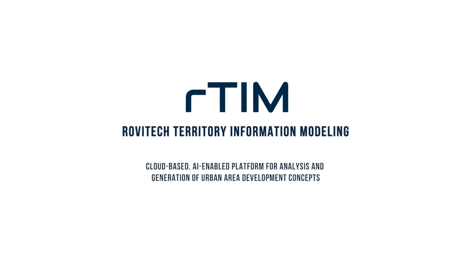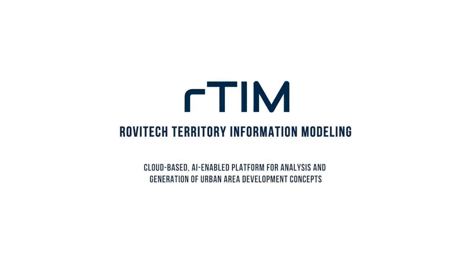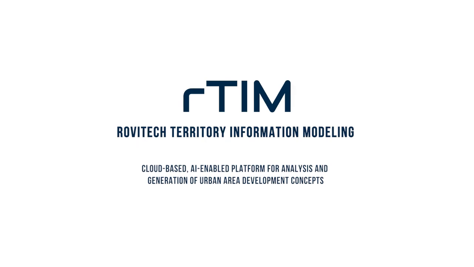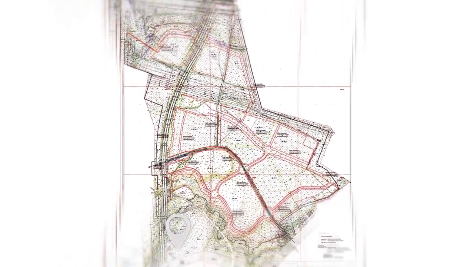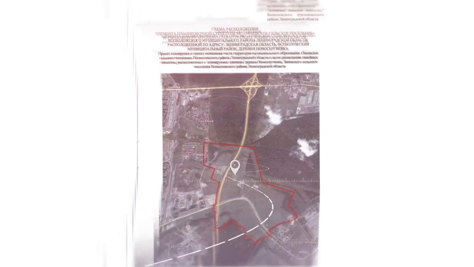LC is a cloud-based, AI-enabled platform for analysis and generation of urban area development concepts. Rovitec works with digital topographic survey data, land surveying, relief mapping and geological surveys. It supports current urban planning standards and various key indicators used in documentation for urban area planning and development.